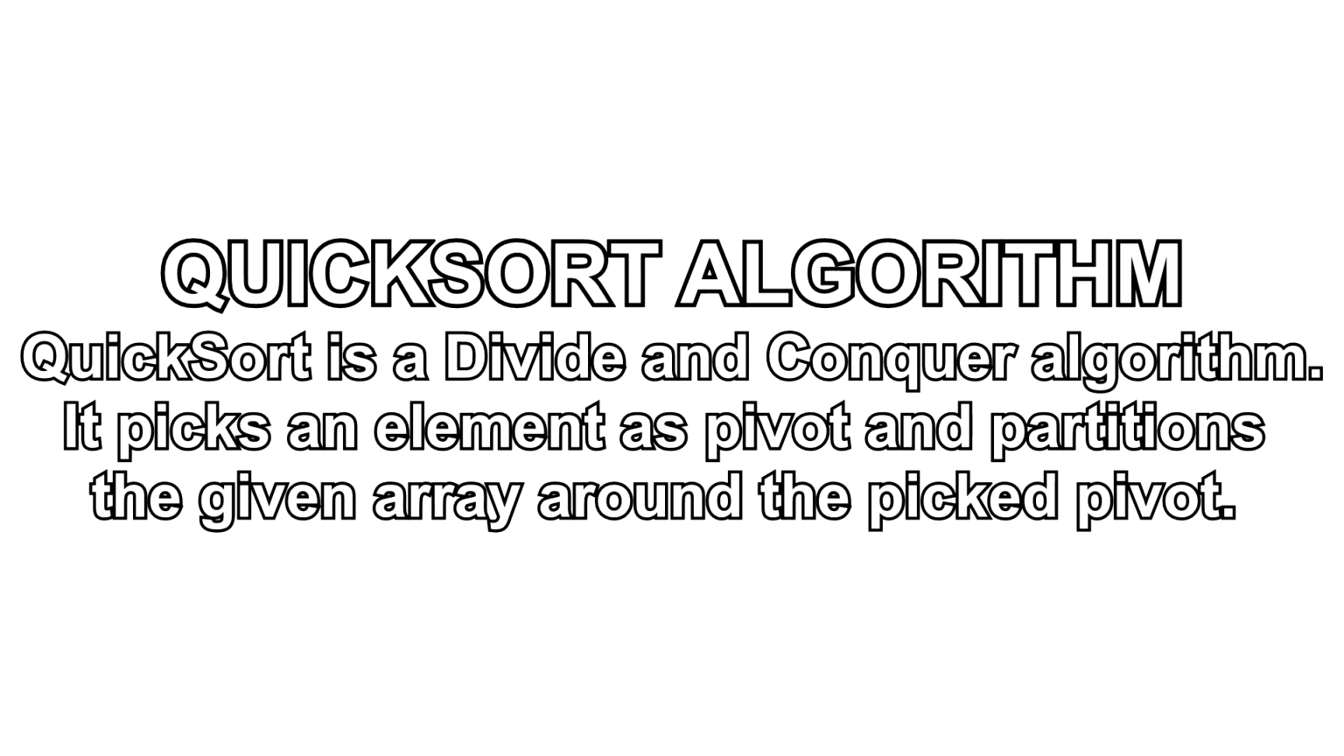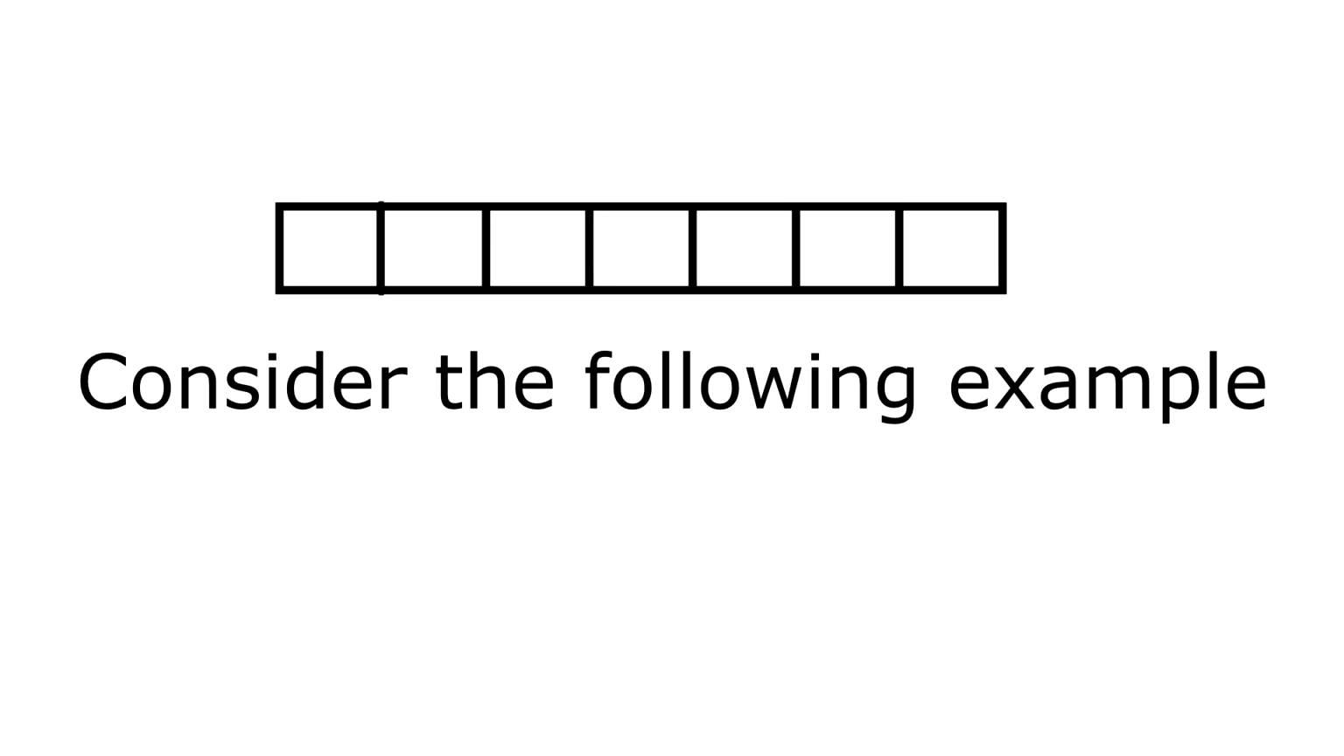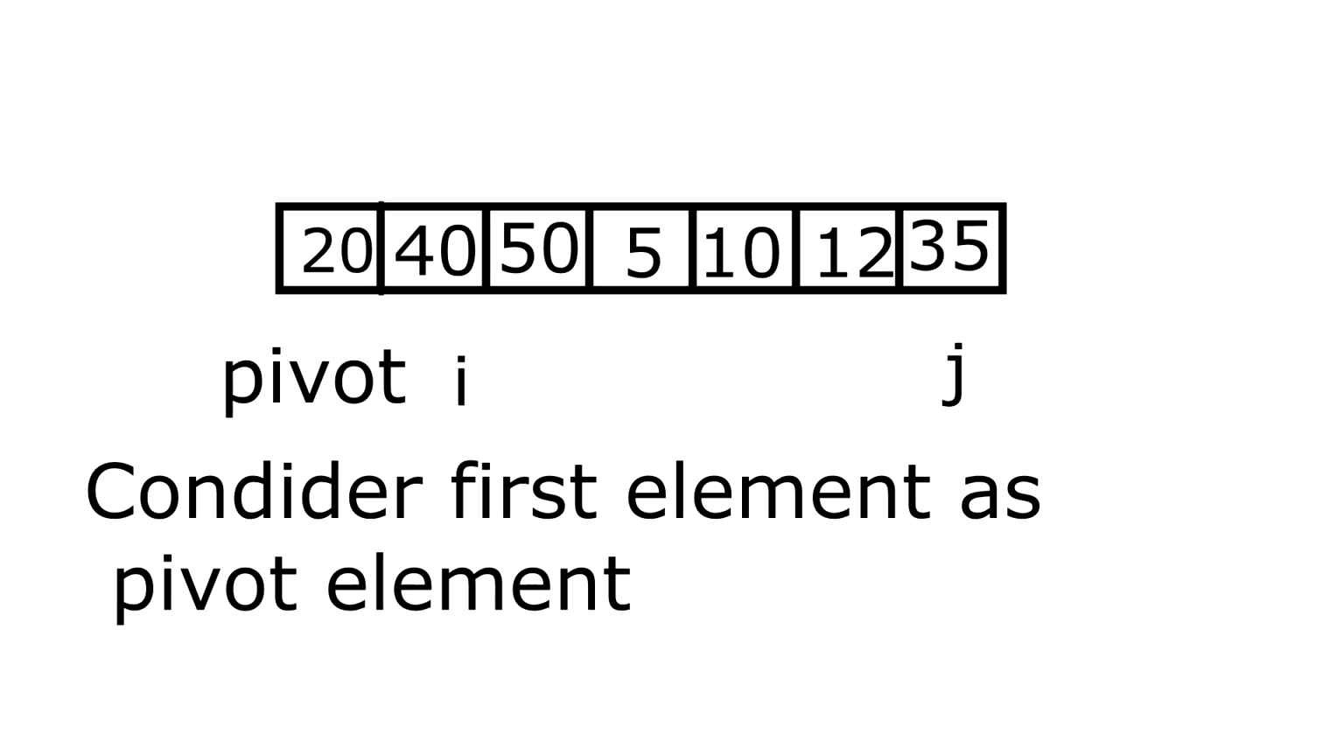Quicksort is a divide and conquer algorithm. It picks an element as pivot and partitions the given array around the picked pivot. Consider the following example. Consider first element is pivot element.